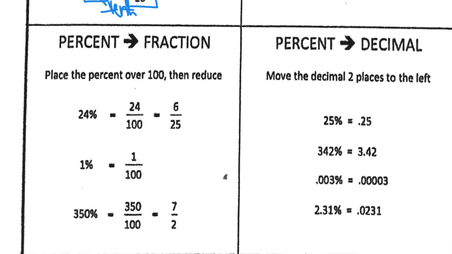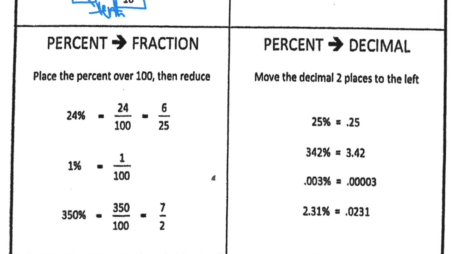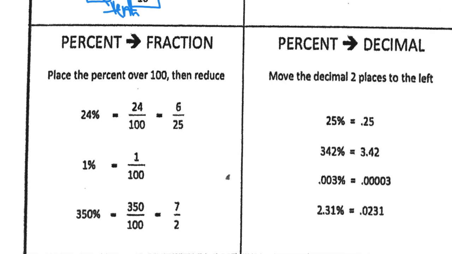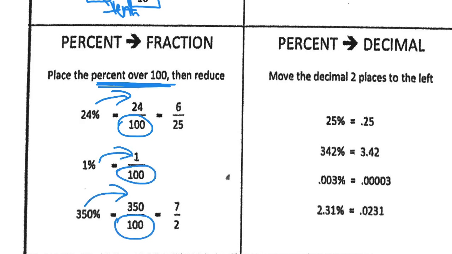Then our last row down here, percent to fraction. This one, it's always putting it over 100. So like the one up above, it was putting it over the place value. This one, you always put it over 100. So you see they just took that number and put it on top and 100 on the bottom. They took it, put that number on top, 100 on the bottom. So this one is very easy.